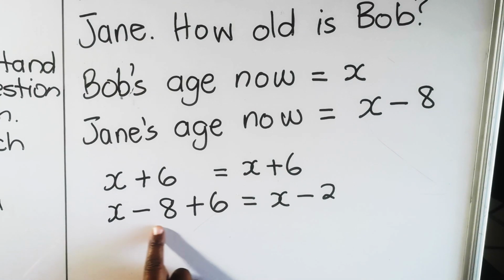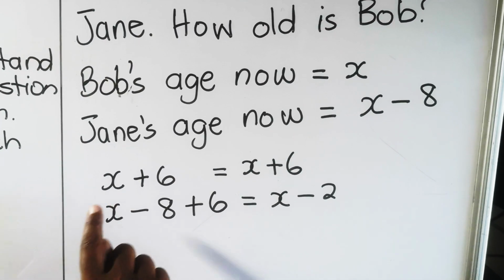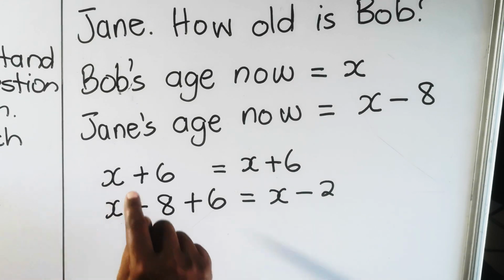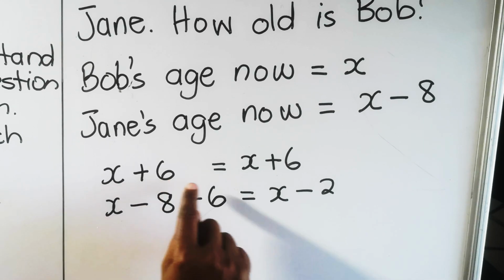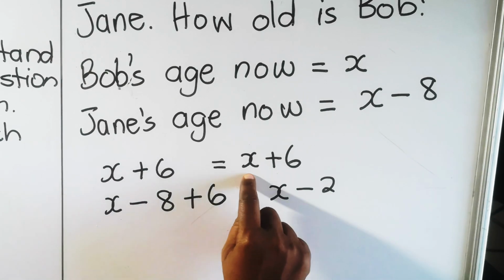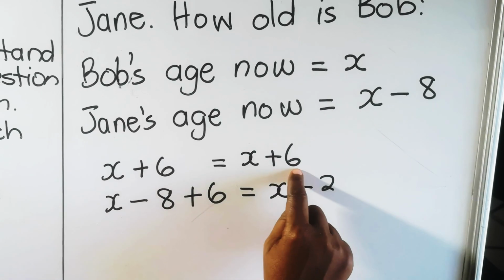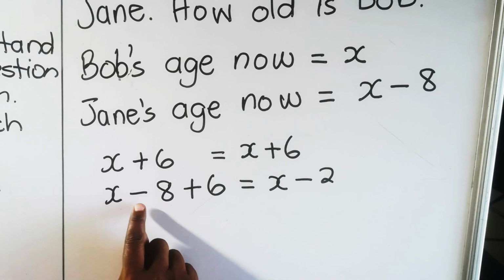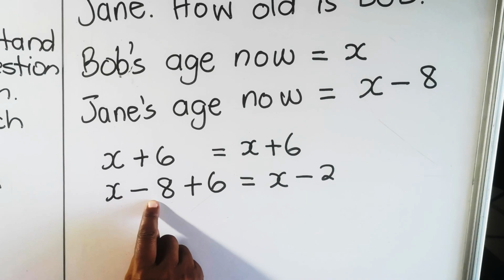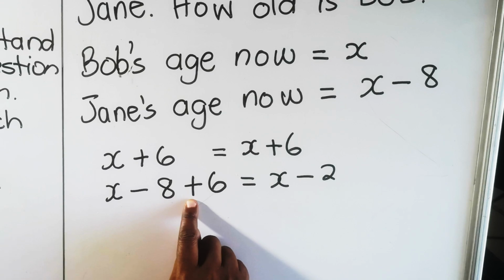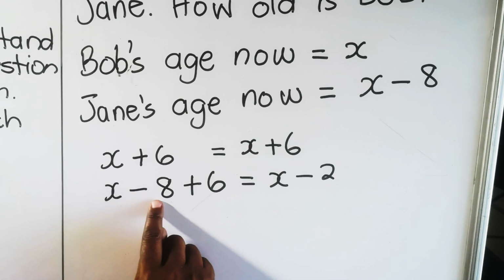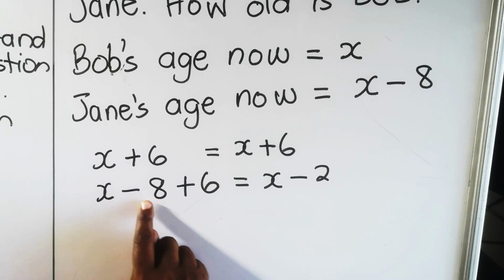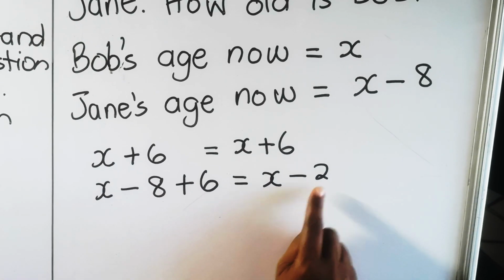Let me explain again this part where we got the minus 2. Originally, Bob is X. We don't know his age now. But they're asking us in 6 years' time. They're saying plus 6. So Bob in 6 years' time will be the age that we don't know plus 6. Now Jane is Bob's age minus 8 because they say she's 8 years younger than him. So in 6 years' time, we're going to add 6. Now here, minus 8 plus 6. The signs are not the same. We subtract and take the sign of the bigger number. That's why we have X minus 2.